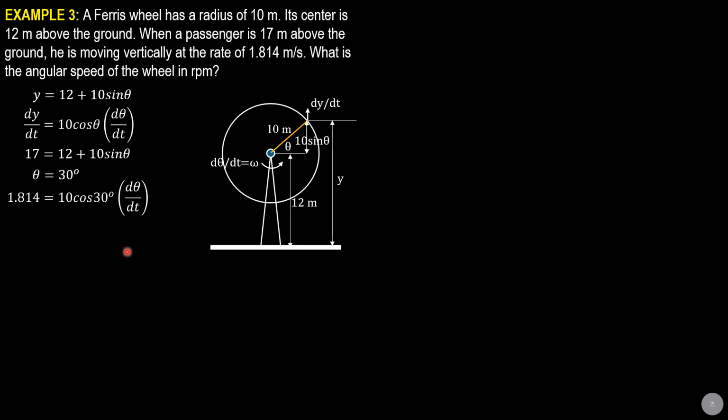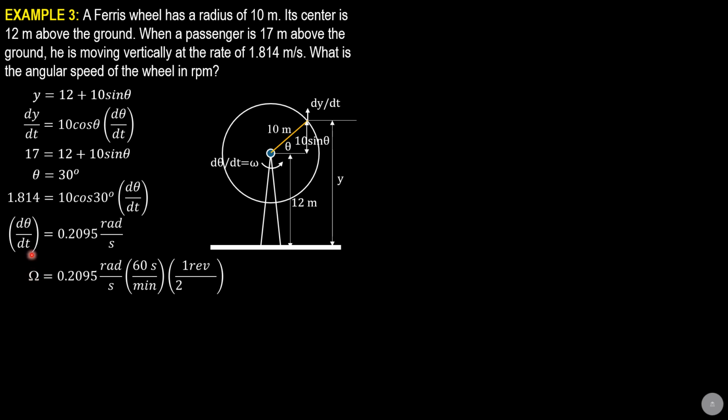Solving for d theta dt in radians per second, that is 0.2095 radians per second. We then convert this to revolutions per minute by multiplying by 60 seconds per minute, and 1 revolution equals 2 pi radians, and we replace the symbol now with this symbol omega. So omega is equal to 2 revolutions per minute.